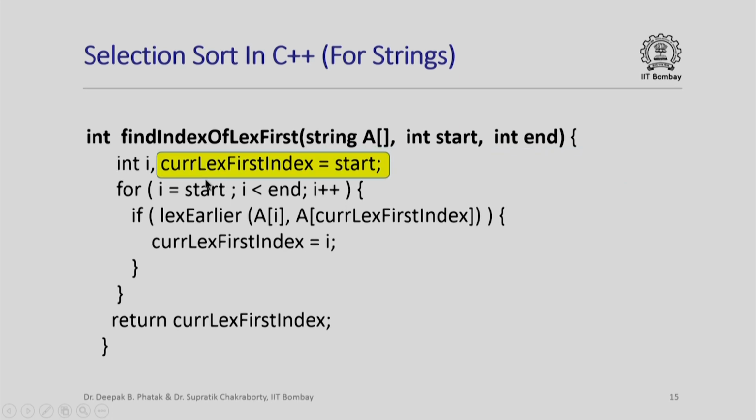We are going to use this variable called current lex first index instead of current max index, the current index of max, and then we are going to simply iterate in this loop. We are going to use this function that we have just seen, lex earlier, to figure out if the current element of the array appears lexicographically earlier than the current lexicographically earliest element that I have already seen, and if so, we update current lex first index to i and iterate. Finally, when this function returns, we have the current lex first index, the index of the lexicographically first element in the part of the array between start through n-1.